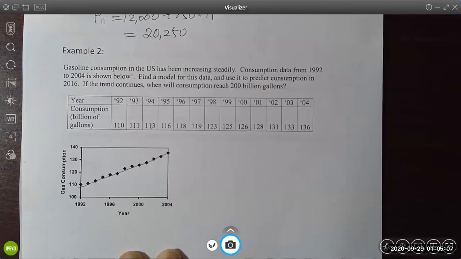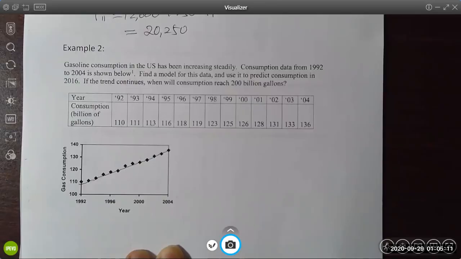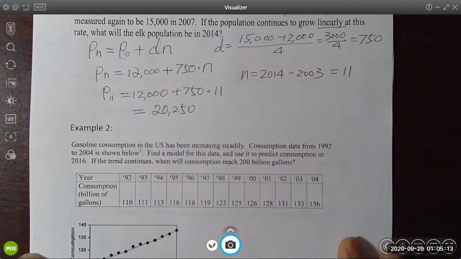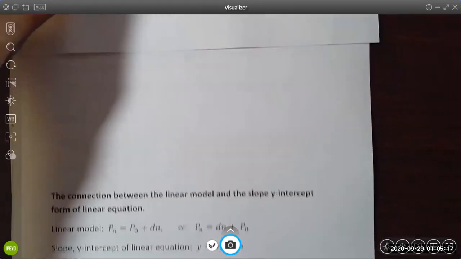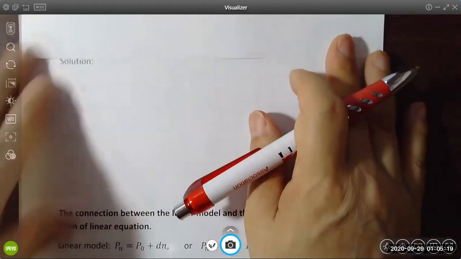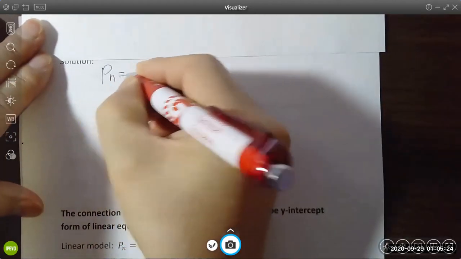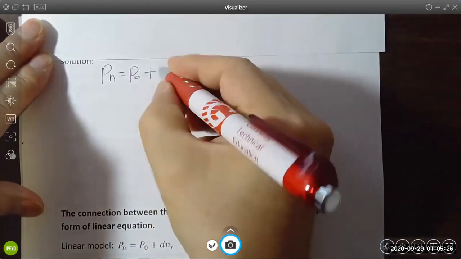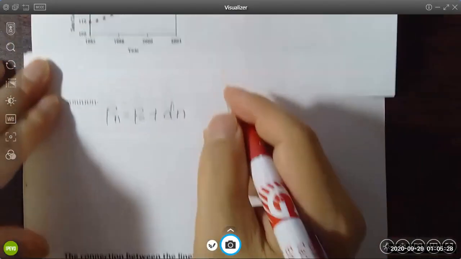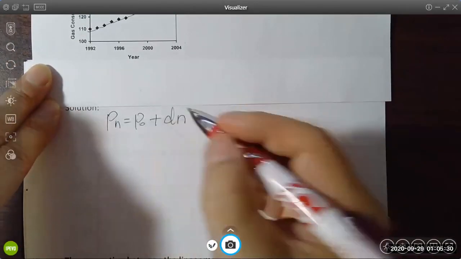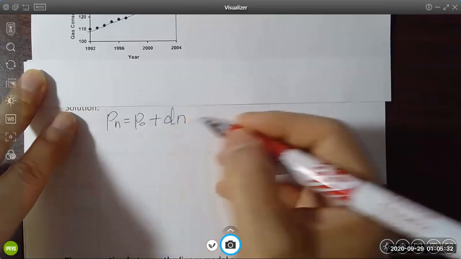So in this case, we can say approximately this linear model. After we determine this linear model, we're going to write down the general form of the linear model, like what we did in the last example. So the general form is Pn equals P0 plus Dn. Now we just need to figure out the initial value and the growth rate.